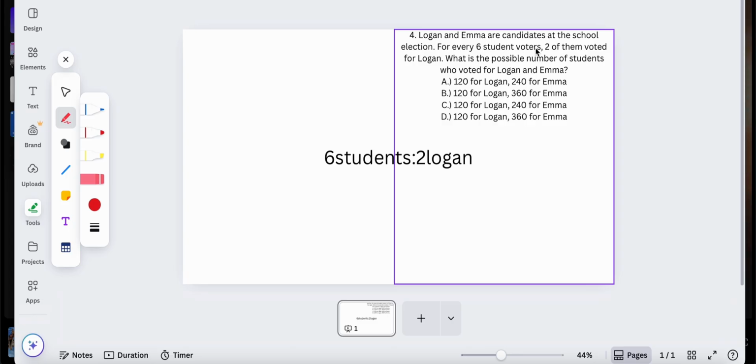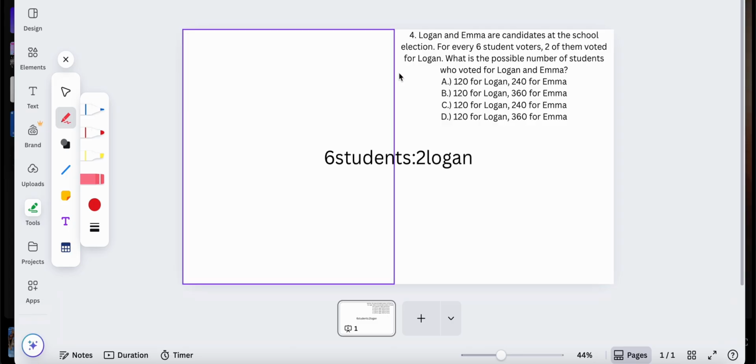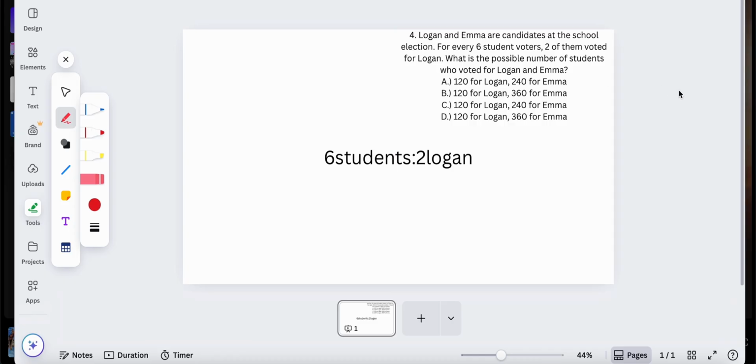Because they're saying for every 6 student voters, 2 of them voted for Logan, now we're asking for how many for Emma. We know that there's a total of 2 for Logan. So how much should be for Emma? Well, we can do this easily by 6 minus 2. 6 minus 2 is 4. That means there should be 4 people who voted for Emma.